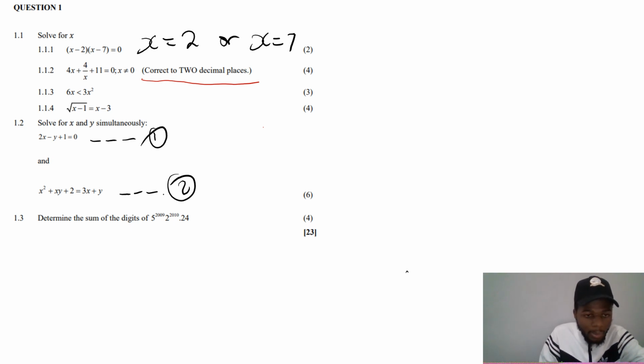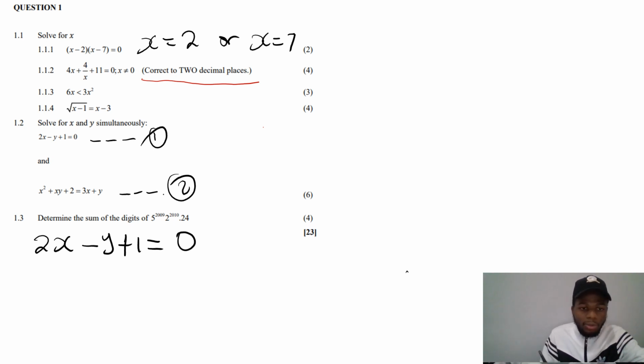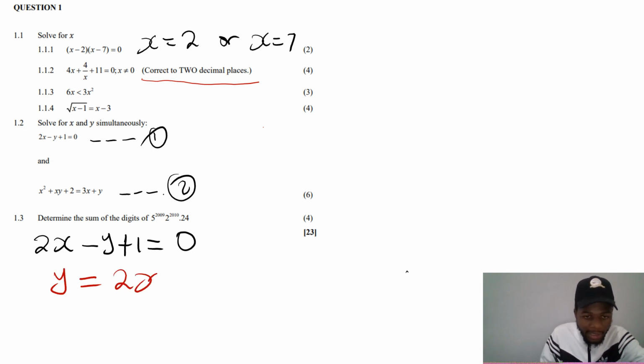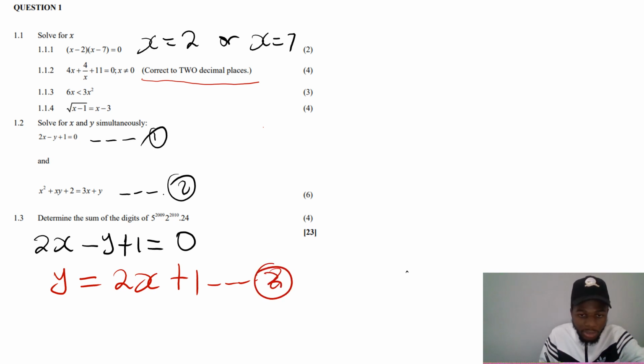And then on equation number 1, we're having 2x minus y plus 1 is equal to 0. Let's make y the subject of the formula. It's going to be simple. Even if you try to make x the subject of the formula, it's going to be fine. So I just want to use the easiest way. Then y is going to be 2x plus 1. This is going to be the third equation.